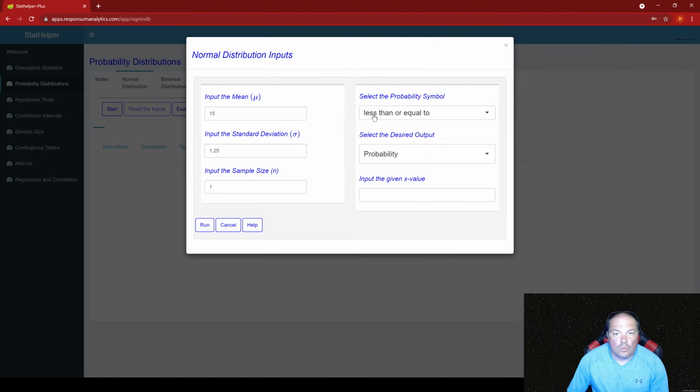Okay, so we're going to pick greater than or equal to because we want to know what's greater than 18. We are looking for a probability, not an x value at this point. We know the x value. The x value is 18. So input the mean, input the standard deviation, sample size. Those were all given in the problem. We know we're looking for greater than.